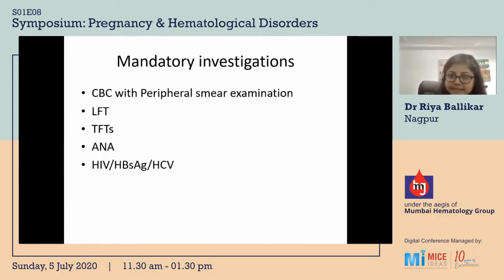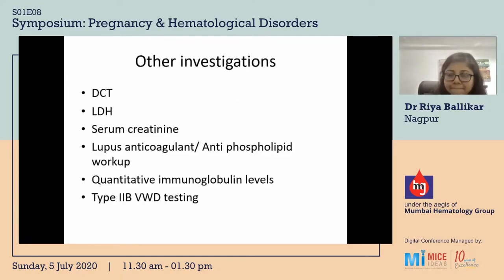Liver function test is something I routinely do along with a thyroid function test, anti-nuclear antibody, and viral screening for HIV, hepatitis B, and C. I do this routinely in all my pregnant patients with thrombocytopenia. Other investigations, depending on what the situation demands: we could do a direct Coombs test. I will do it if there is any evidence of hemolysis or the anemia is disproportionate to the degree expected in the pregnant state.